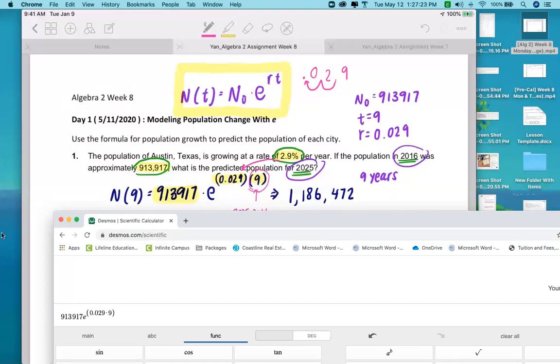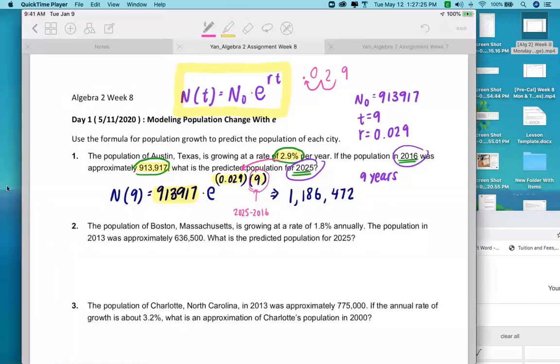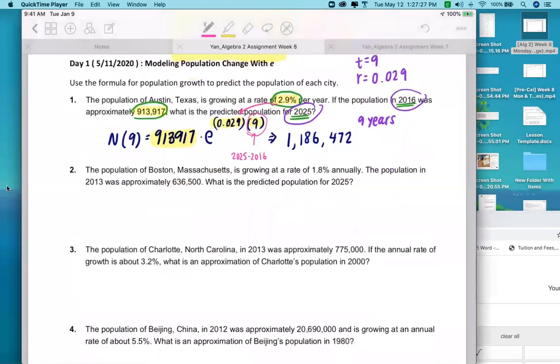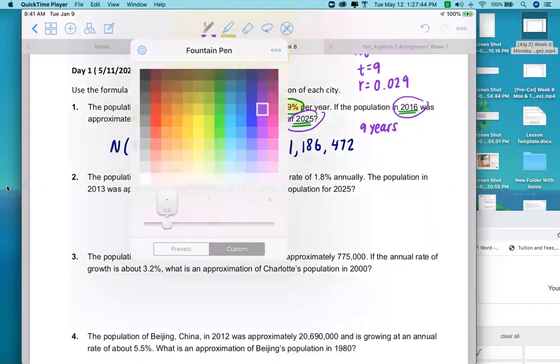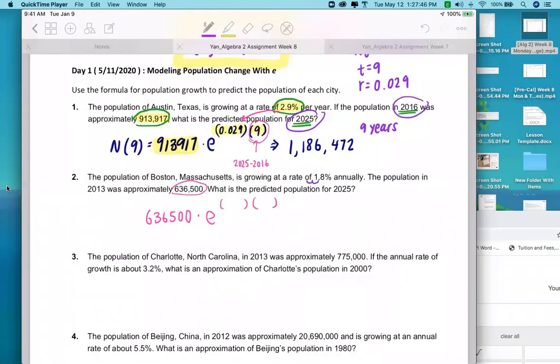I'm going to go over this right now. Let's look at number 2. We start off with this number times e to the power. We write our decimals first. 1.8, we change it to decimal, move two places. So it will be 0.018.